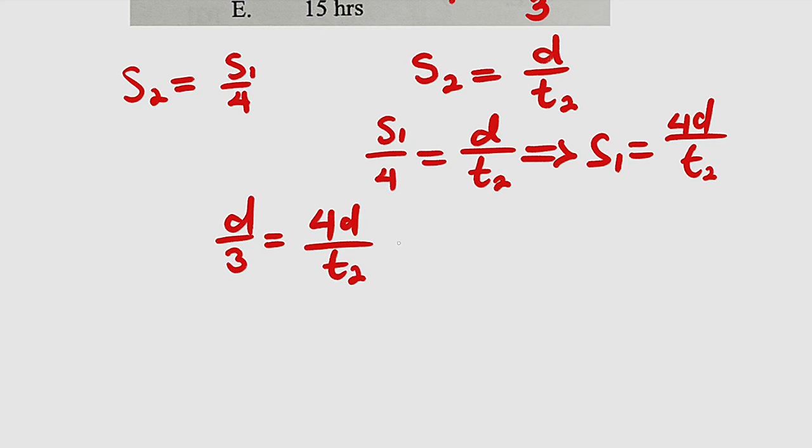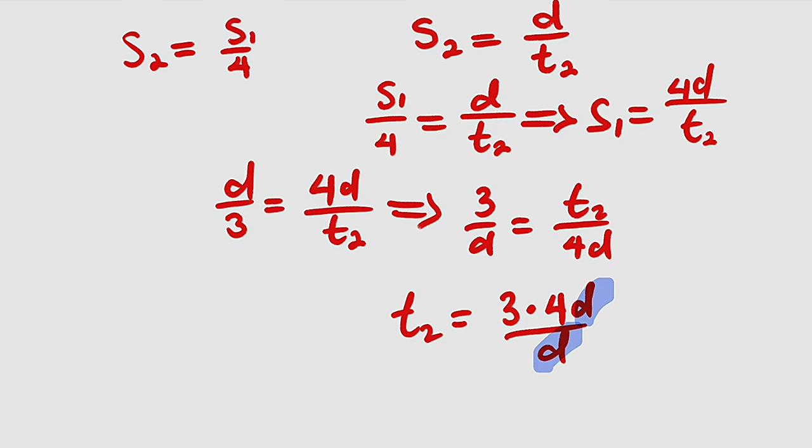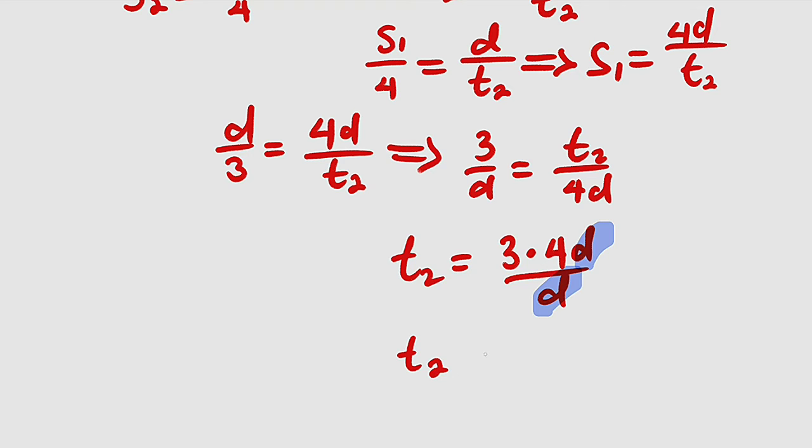I can take reciprocal of both sides. So we have 3 divided by D equal to T2 divided by 4D. Then we can multiply both sides by 4D just to find T2. And hence T2 is equal to 3 times 4D divided by D. The D's will cancel, and 4 times 3 is equal to 12. Therefore, T2 is equal to 12 hours.